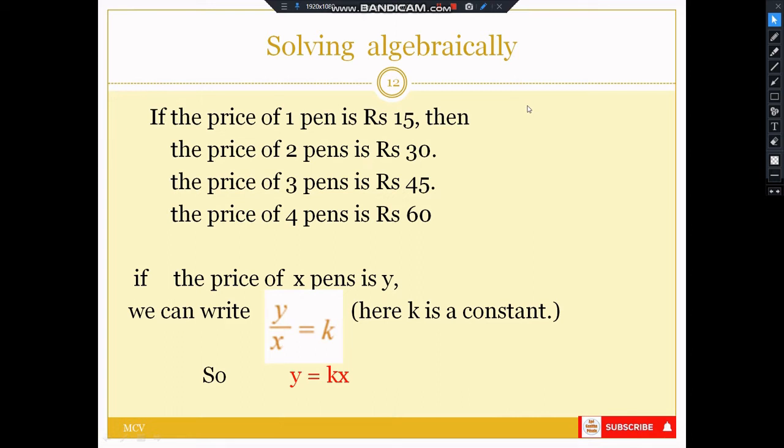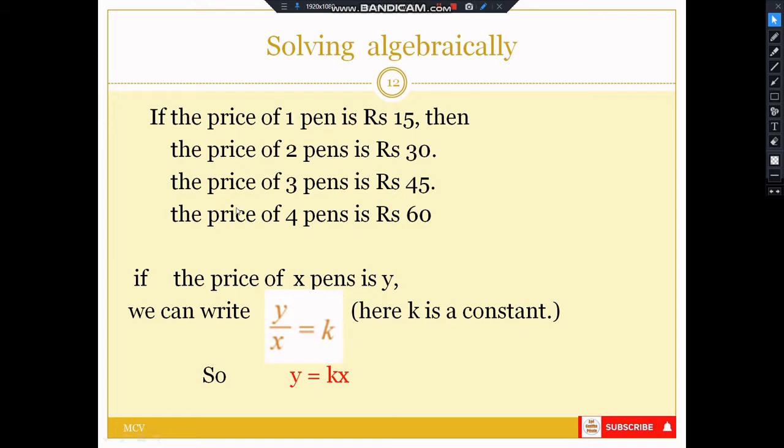Third method, solving algebraically. In this method, we have to convert into y equal kx form. Here y and x are two quantities. You have to name two quantities as y and x. K is a constant. K is always the same in the problem.